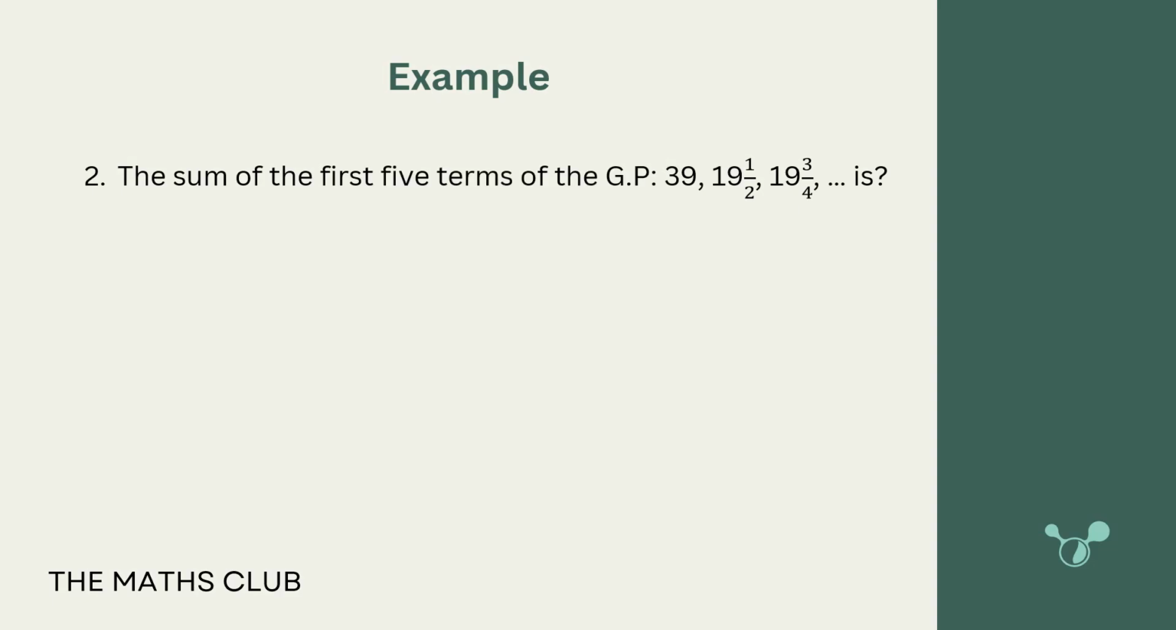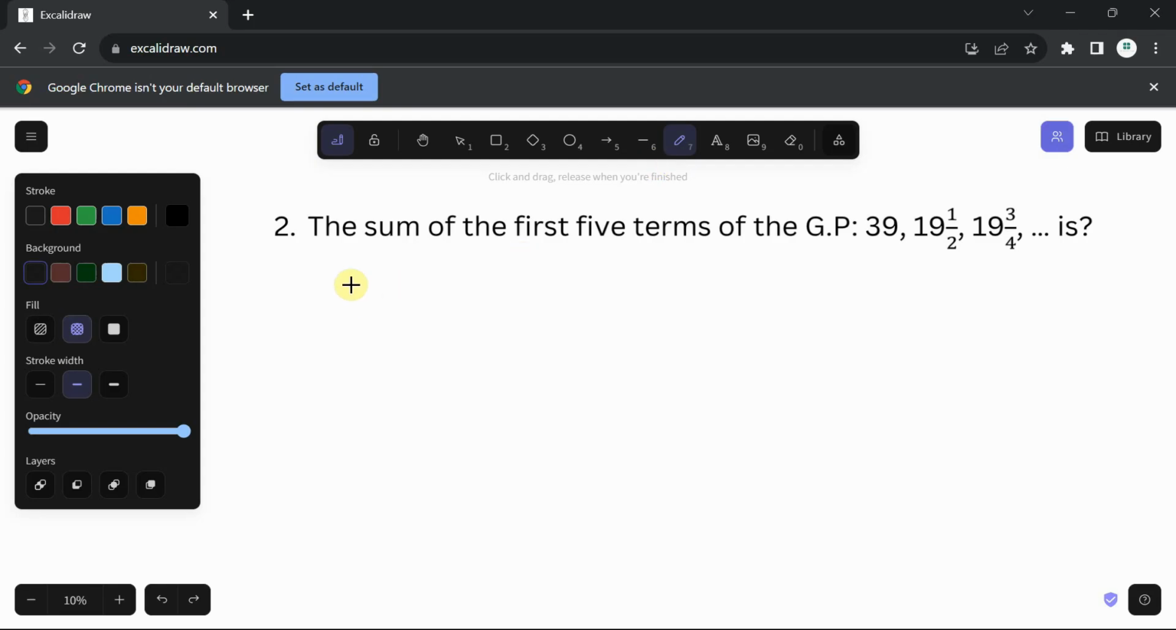Next question says that we should find the sum of the first 5 terms of the GP 39, 19 and a half, 19 3/4, etc. So similarly here, what are we given? We are given the n to be equal to 5. Do you want to pause the video and find the r? Welcome back. Let's solve it together. So the r is equal to, let me use T2 divided by T1.